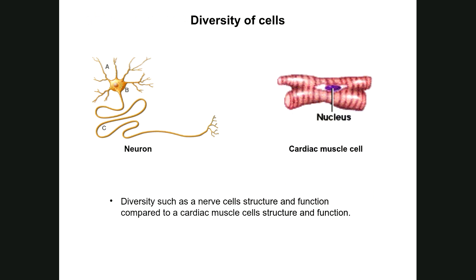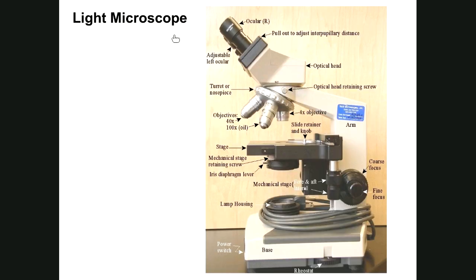Now, cells are described as not easily seen, you can't see them with the naked eye. So we had the development or invention of the microscope. And the microscope, the most popular one, is just called a light microscope.